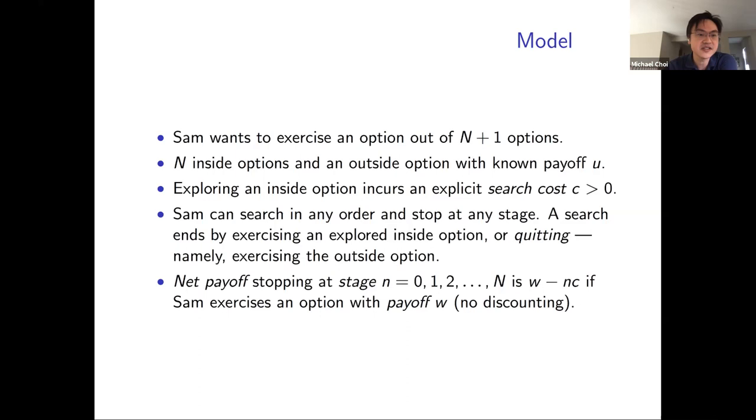To explore an inside option, you need to pay an explicit search cost c, strictly positive. The search rule is quite flexible. Sam can search in any order and stop at any stage. When he stops searching, he either exercises one previously explored box. He cannot exercise a box that he never explored before. Or Sam can quit, namely he can exercise the outside option. The net payoff, if Sam stops at stage n, for example, is simply W minus the number of boxes he opened times c. So implicitly, we are assuming there's no discounting in this model.